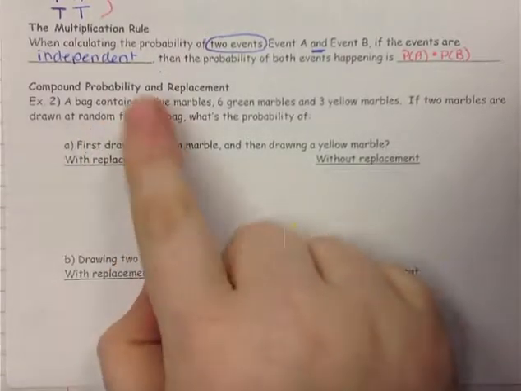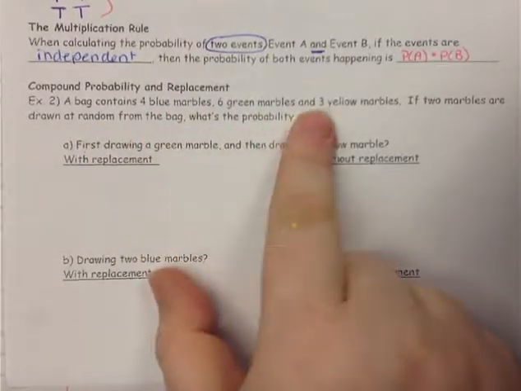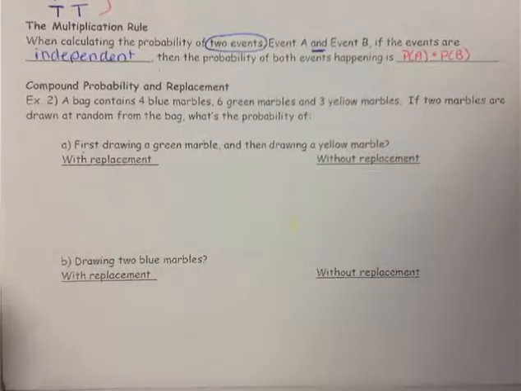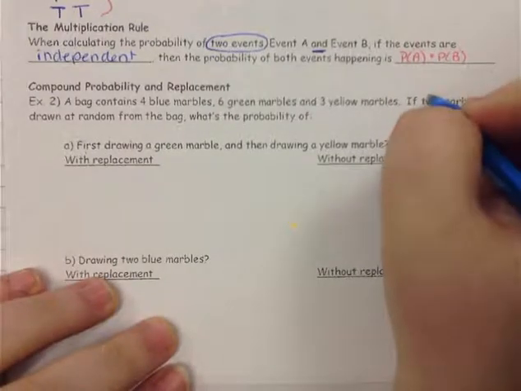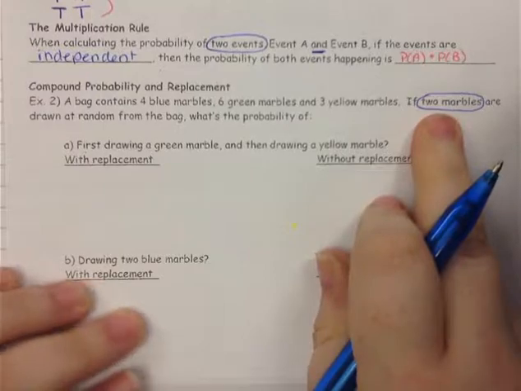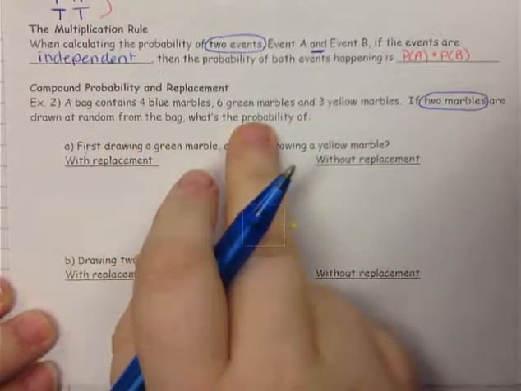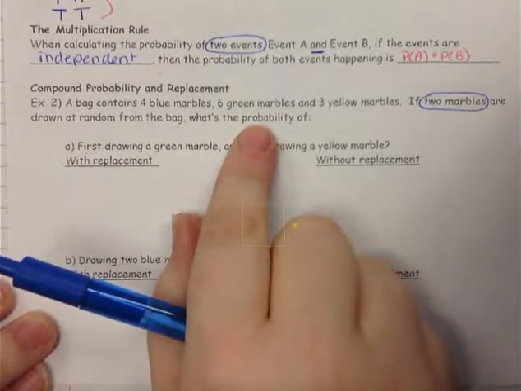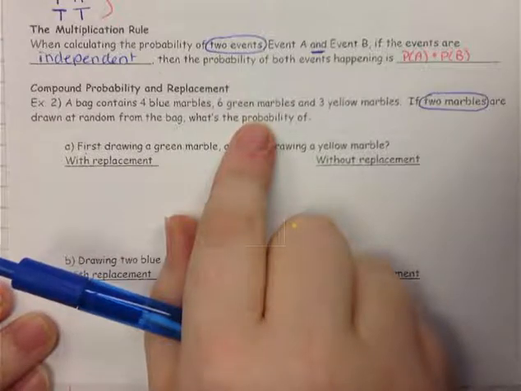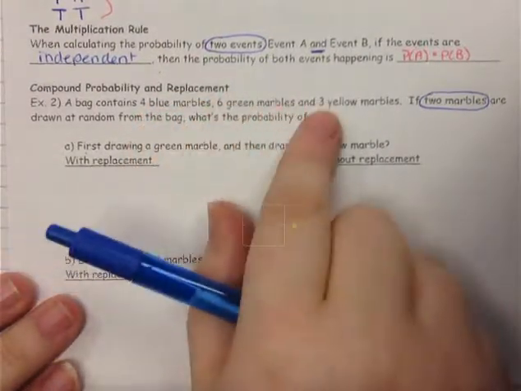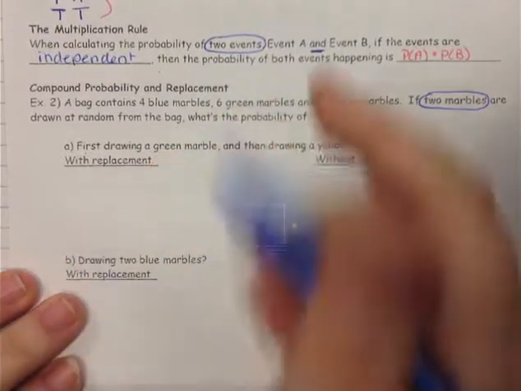A bag contains 4 blue marbles, 6 green marbles, and 3 yellow marbles. If 2 marbles are drawn at random, that means that this will be a compound probability. 2 marbles are drawn. This means compound. We have 2 different parts. Anytime we have to deal with probability, we have to know how many total we're dealing with. What is the total? We have 4 blue, 6 green, and 3 yellow. That is a total of 13 marbles.